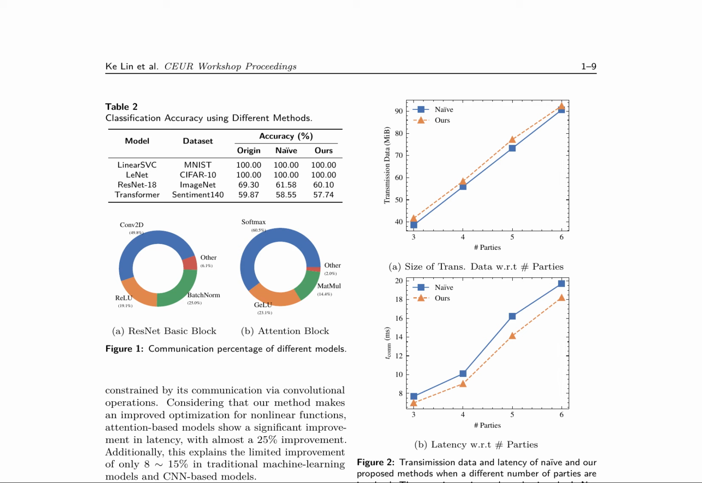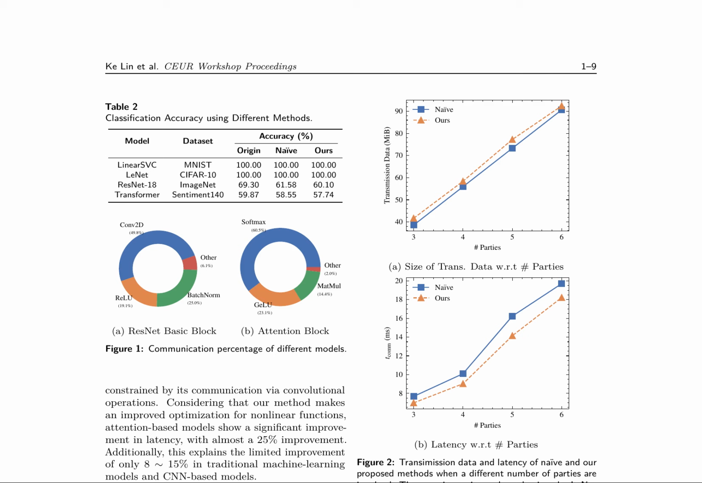Figure 1 illustrates the communication percentage of different models, highlighting the significance of convolutional operations, attention blocks, and nonlinear functions in the proposed method. Attention-based models exhibit a substantial improvement in latency, with a 25% reduction, whereas traditional machine learning and CNN-based models show limited improvement of 8-15%.